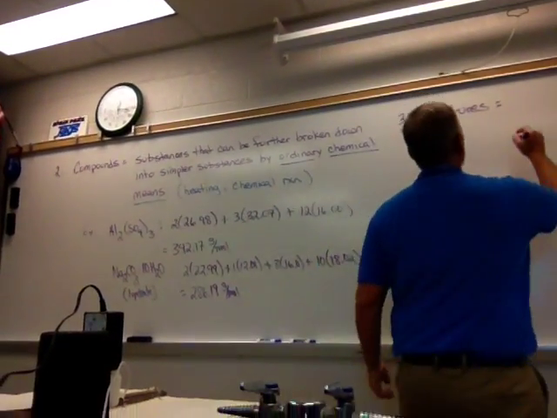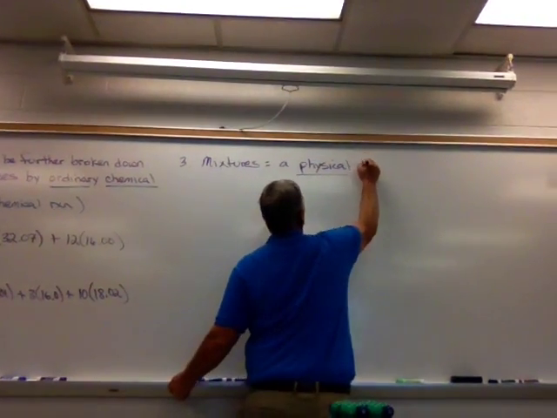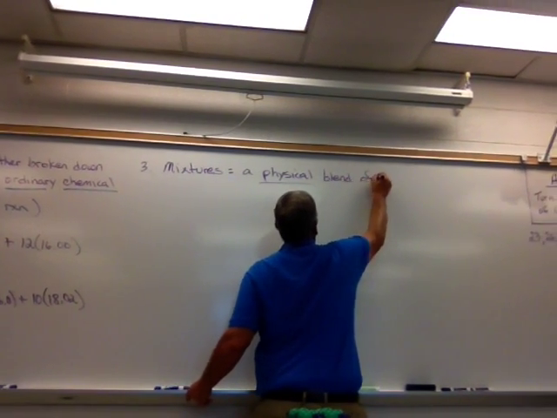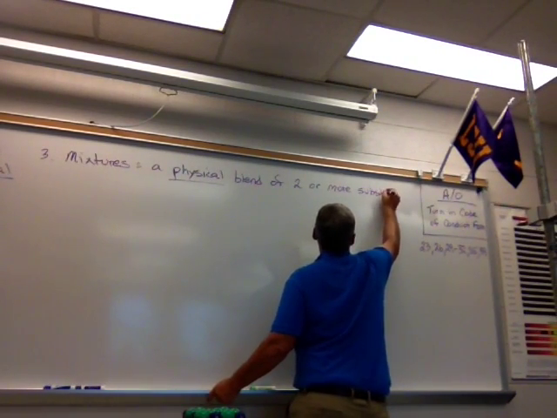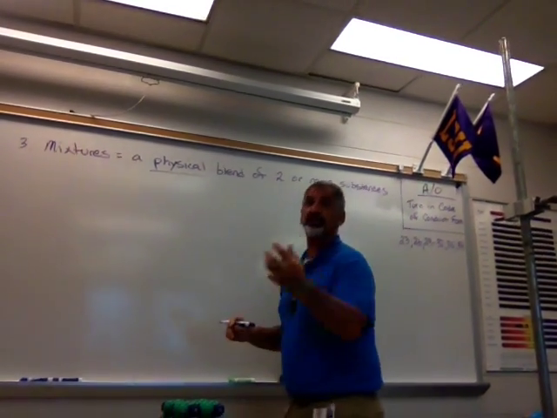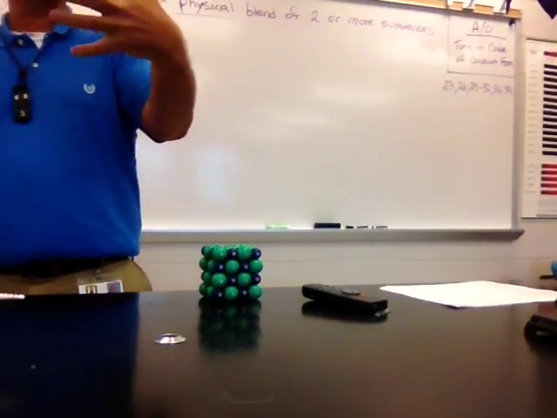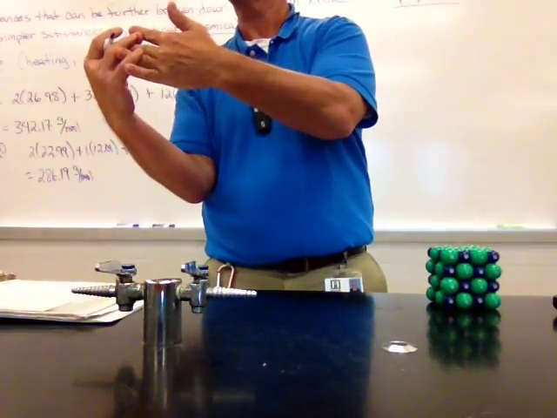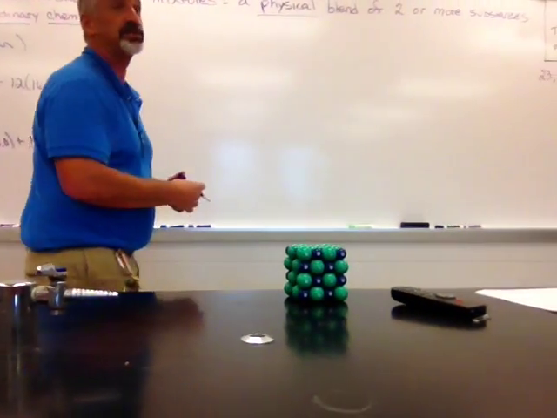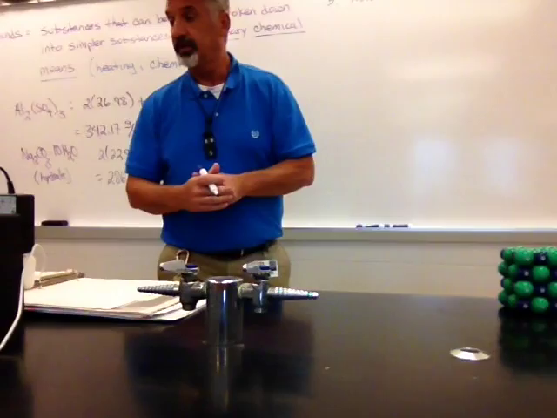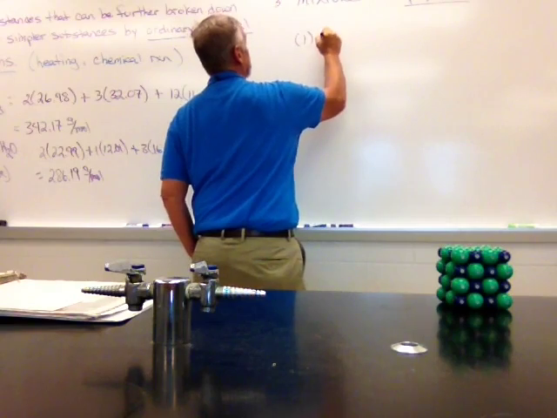So it's a physical, that's the key word there, physical blend of two or more substances. That means you could have two elements mixing, two compounds mixing, or an element and a compound mixing. Those are your substances. Pure substance, an element or a compound. A mixture is a physical blend of two or more substances. Now, we can have two types of mixtures. Homogeneous.